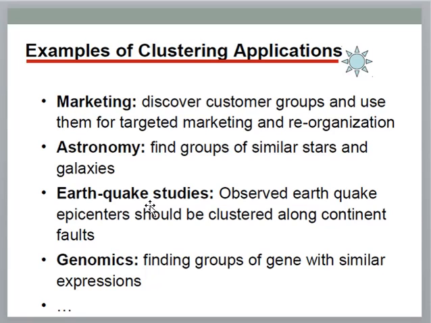It is used in marketing, to discover customer groups and use them for targeted marketing and reorganization. Similarly, it is also used in astronomy, to find groups of similar stars and galaxies, because astronomers may need to make different clusters of similar stars or galaxies, so they can apply k-means clustering to form those clusters.